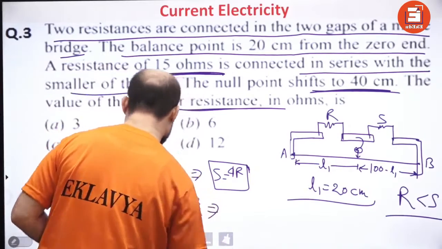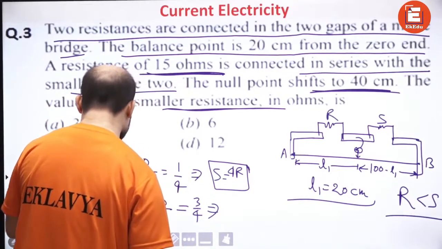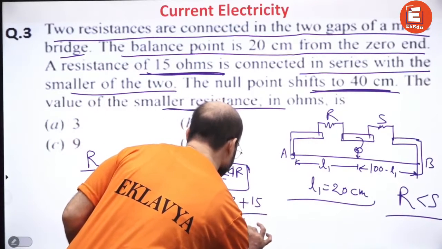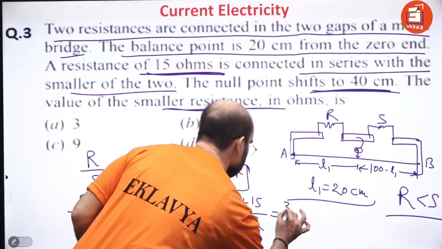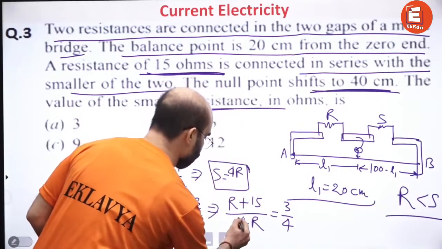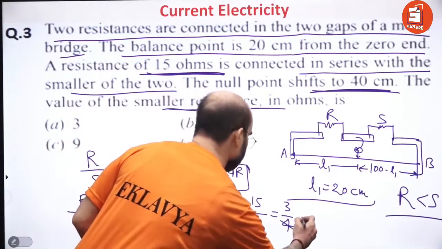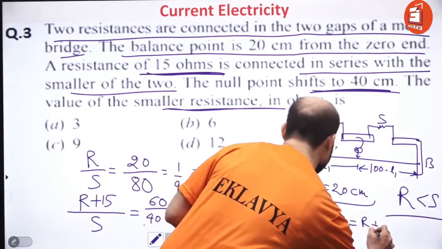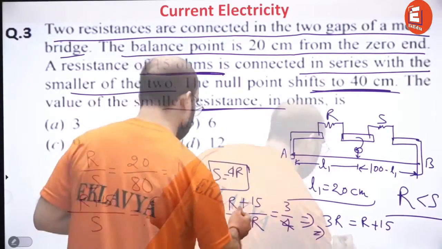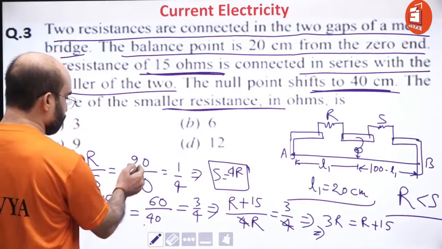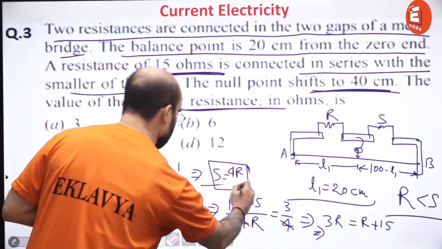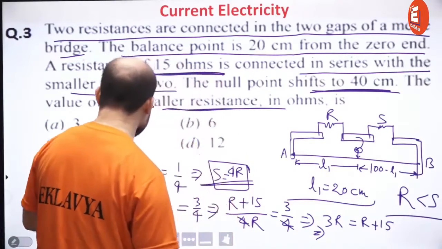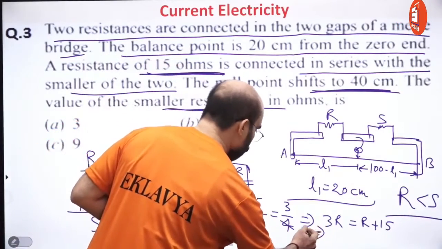So let us find it out. The R value you are supposed to find out, right? So it is R plus 15 by 4R equals 3 by 4. This 4 gets cancelled. So further, this is 3R equals R plus 15, right? So the calculation would be like this: R by S equals 20 by 80, that we found. S equals 4R, that I have put here. And then R plus 15 we have taken up. Then we have to solve it.